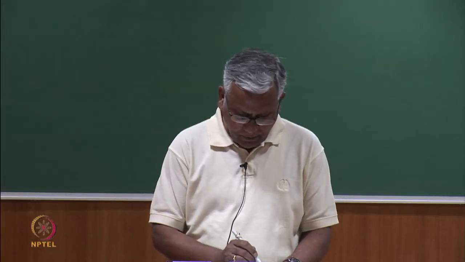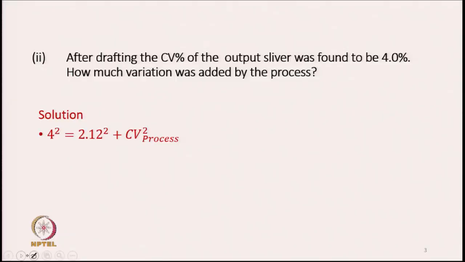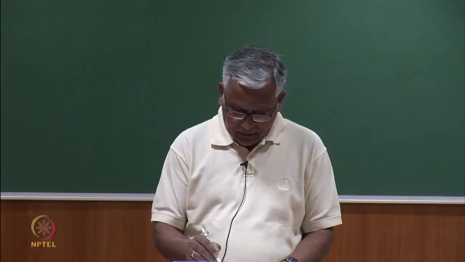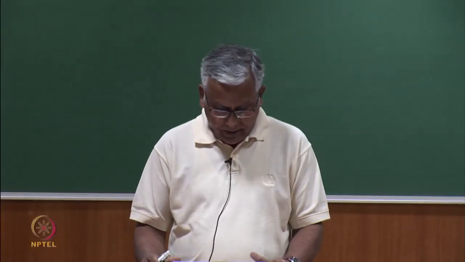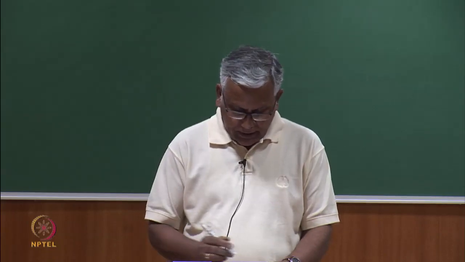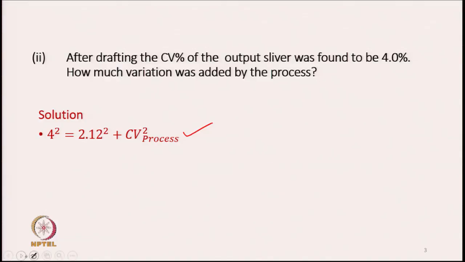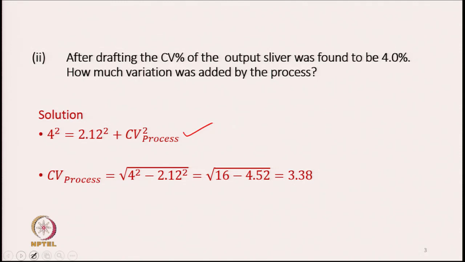So, again we apply this rule now, that is, the output variance 4 squared is equal to the input variance 2.12 squared plus the variance that will be added by the process, that is CV squared of the process. So, this is going to be the formula. Now, from there we have to find out what is the CV that has been added due to the process. So, this is now very simple.